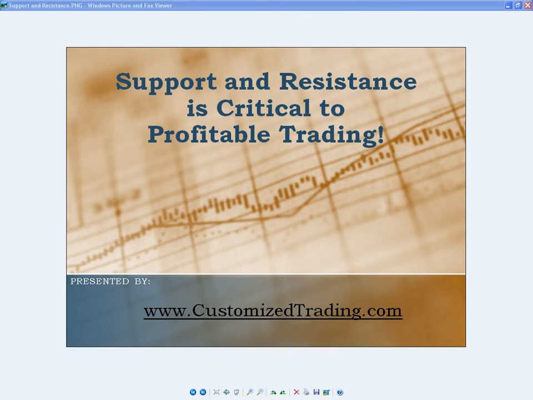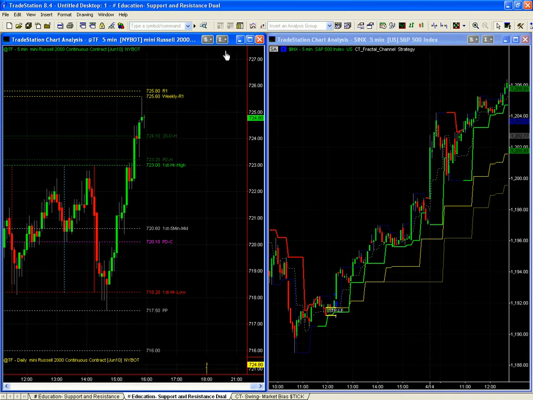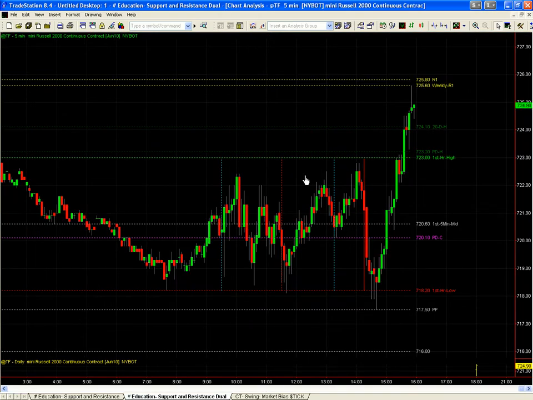Let's take a look at this critical issue. There's two very good ways to look at support and resistance. This is kind of a combination that shows many different things all on your chart in real time. So you can see that this is an E-mini Russell, and it has bounced off this first half hour low multiple times, and it's also bounced off this first hour high multiple times here.